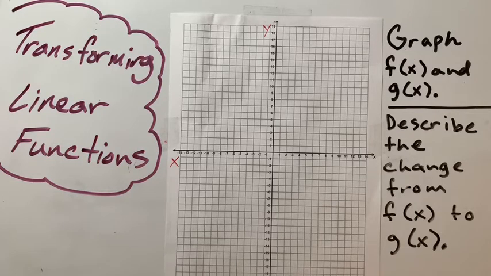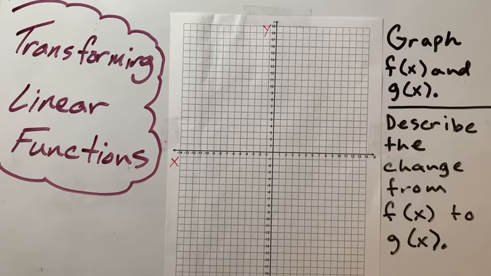It involves spatial visualization. And remember, we have a function when, for every x value, there's exactly one y value. Or if we draw a vertical line through the graph, that vertical line hits the graph at one point. That is called the vertical line test. That is proof that we have a function. So that's what we mean when we say transforming a linear function. We're going to transform or change a linear function or graph.